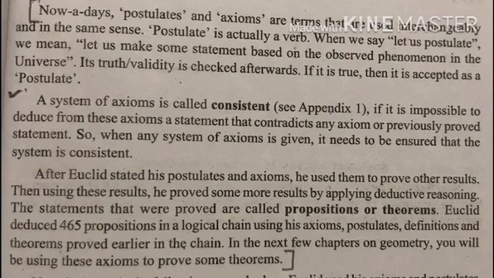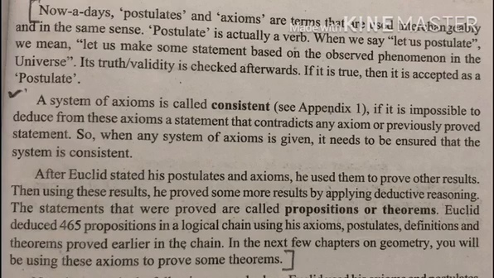If it is true, then it is accepted as a postulate. A system of axioms is called consistent if it is impossible to deduce from these axioms a statement that contradicts any axiom or previously proved statement. So when any system of axioms is given, it needs to be ensured that the system is consistent.